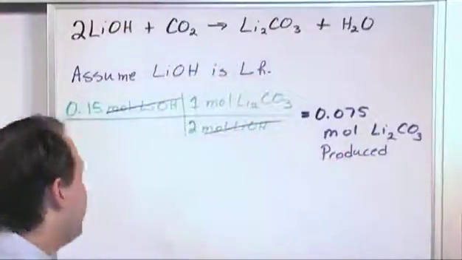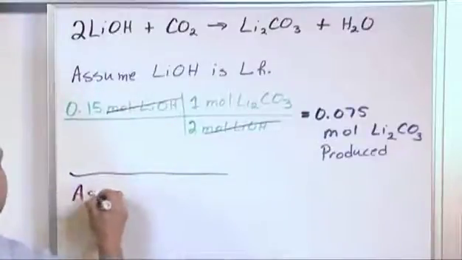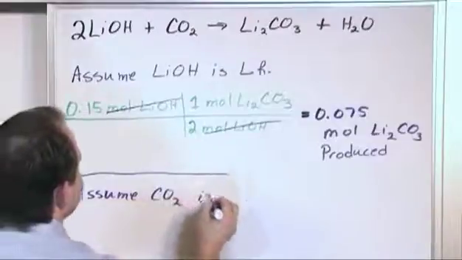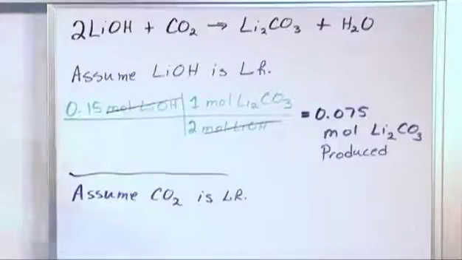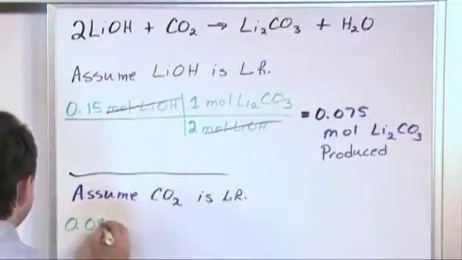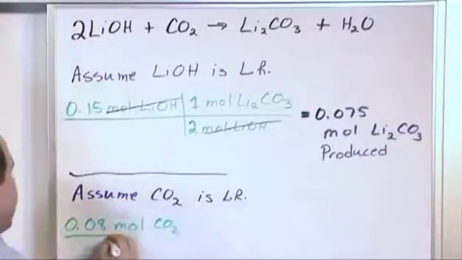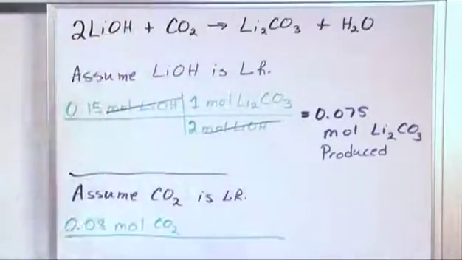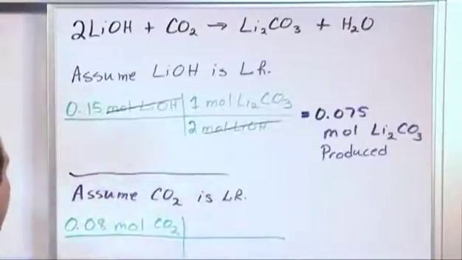And we've calculated that. Now let's go the other direction and let's assume that the carbon dioxide is the limiting reactant. And let's see how it compares. Now, in our problem, we said we started with 0.08 moles of carbon dioxide. And again, in this case, let's pretend this is the limiting reactant. So we have tons of lithium hydroxide laying around. We don't even care how much because we have tons of it. So let's see how much product we're going to have.